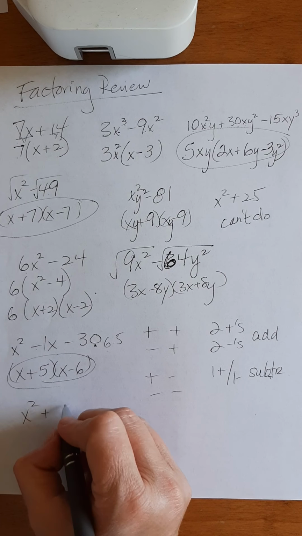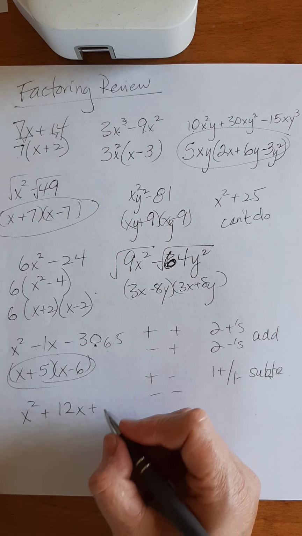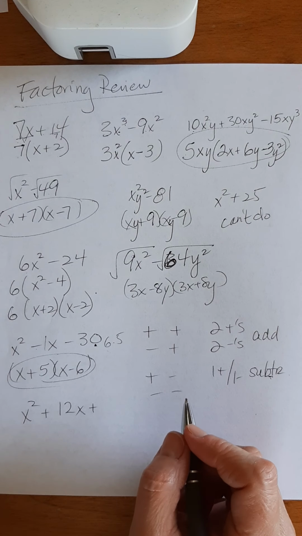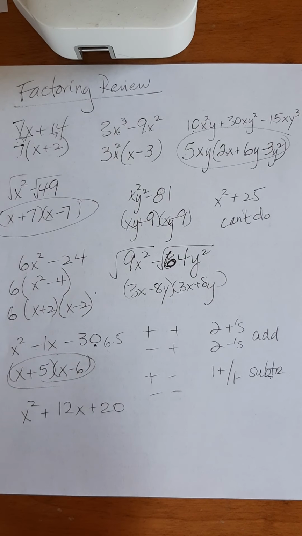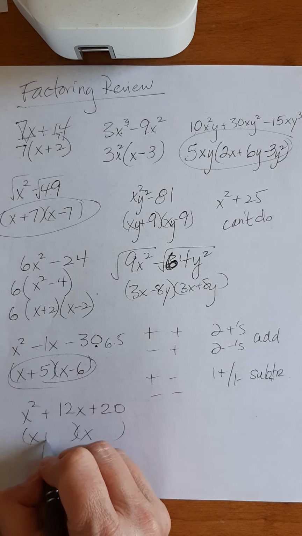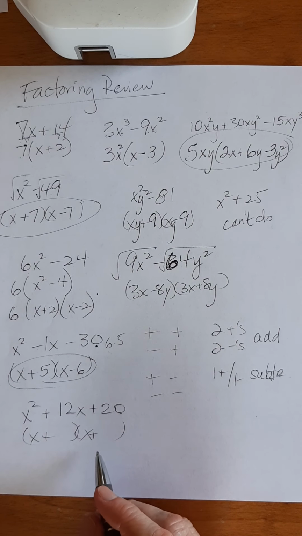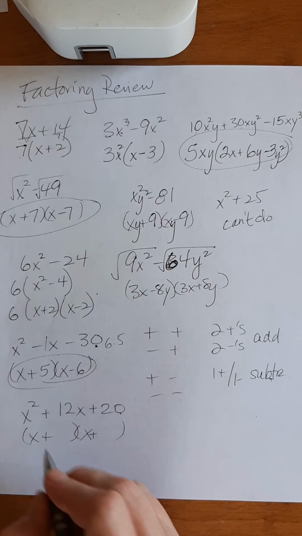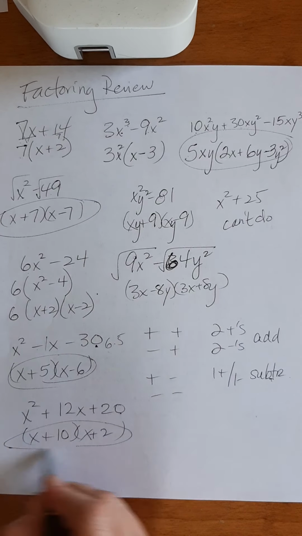Let's say x squared plus 12x plus 20. Same thing. x and x, two pluses. Multiply to give you 20, add to give you 12. 10 and 2, 2 and 10.